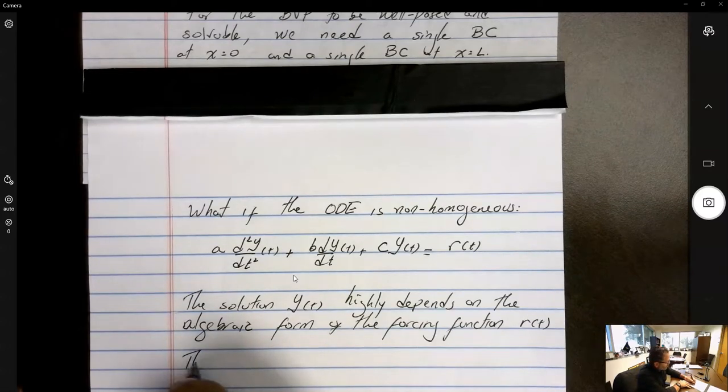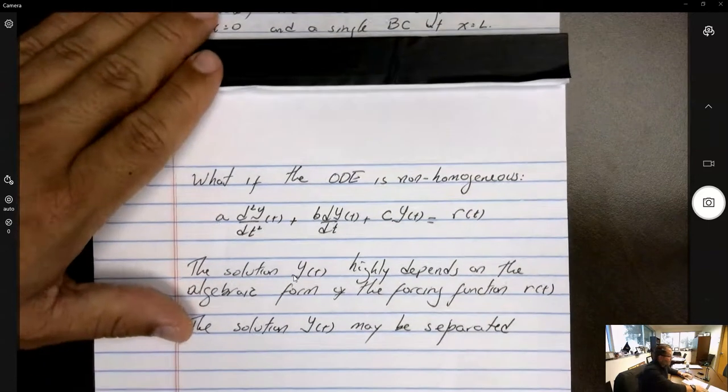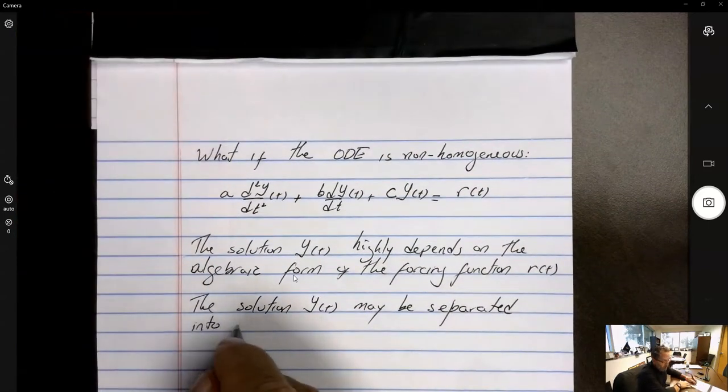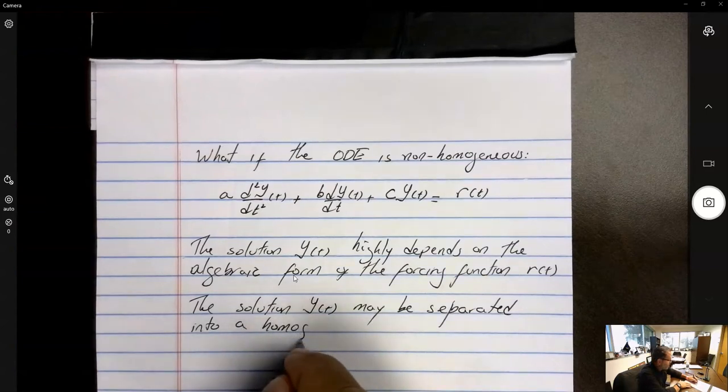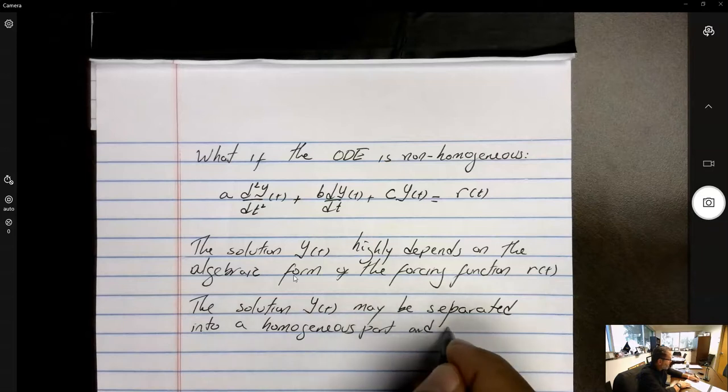So the solution y(t) may be separated into a homogeneous part and a specific part.